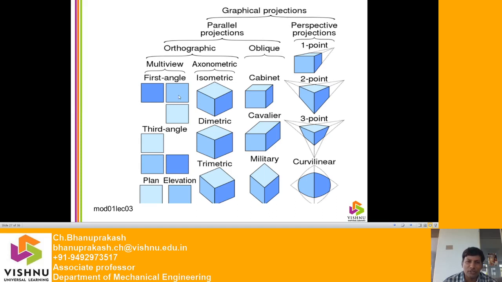In the first angle projection, you will get the top view below the front view. This is the front view or elevation. This is the top view or plan view. But in the third angle projection, this is the front view. Where will you get the top view? The top view or plan view, you will get above the front view. This is your front view. This is your top view. So what about the side view?